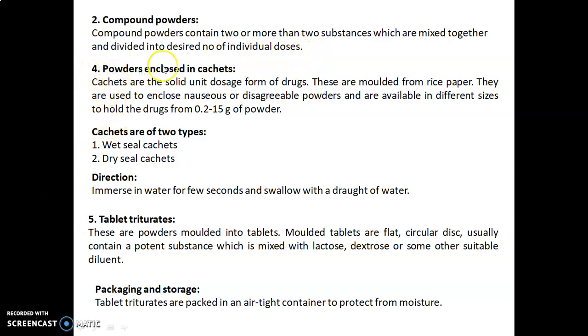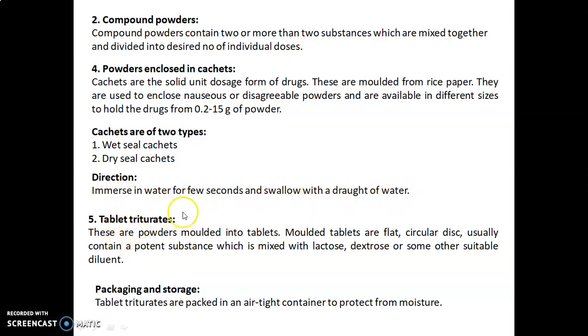Fourth one, that is powders enclosed in cachets. Cachets are solid unit dosage forms of drugs. These are molded from rice paper. They are used to mask nauseous or disagreeable powders and are available in different sizes to hold drugs from 0.2 to 15 gram of powder. Cachets are of two types, that is wet seal cachets and dry seal cachets. Direction for this is to immerse in water for a few seconds and swallow with a draught of water.